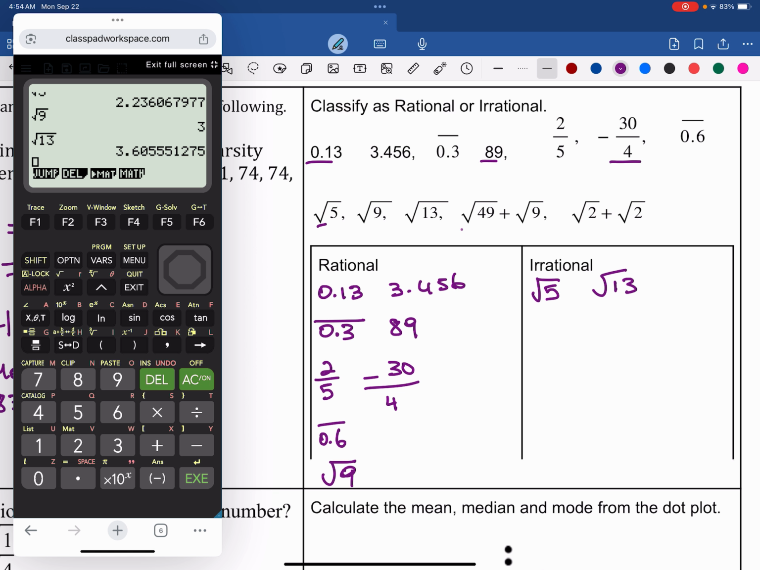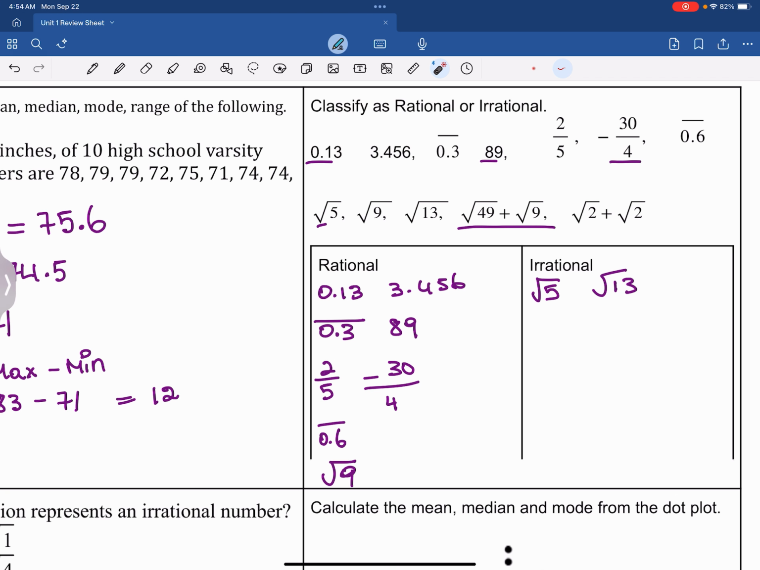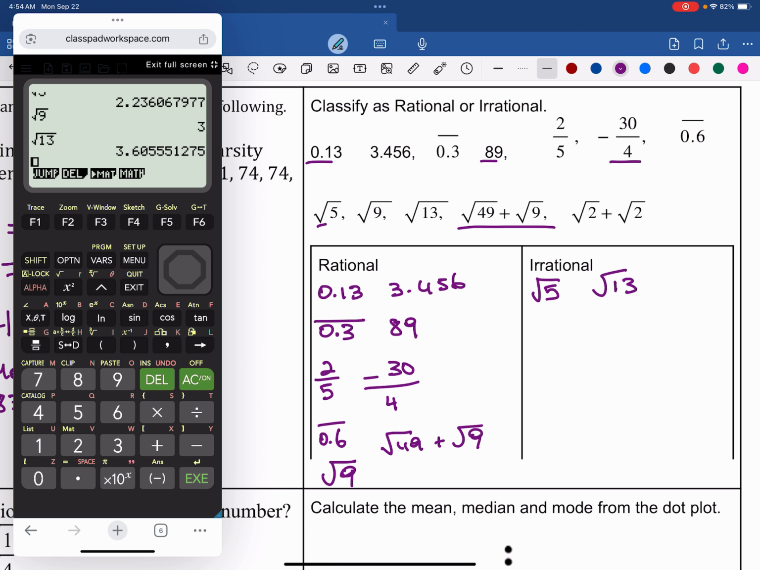Next we have square root of 49 plus 9. We know that the square root of 49 is 7, and the square root of 9 is 3. So this is 7 plus 3, which is just 10. So that's rational. Square root of 49 plus square root of 9. And then the last one, we have square root of 2 plus square root of 2. That's just irrational. If you double check that in your calculator, you would see that it doesn't get simplified, and it's just a messy decimal.